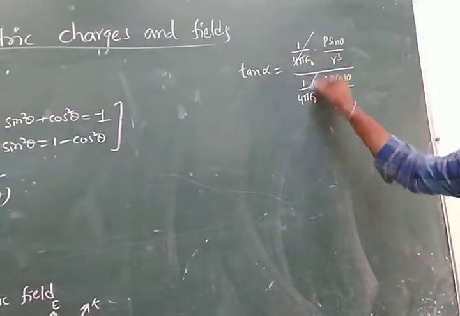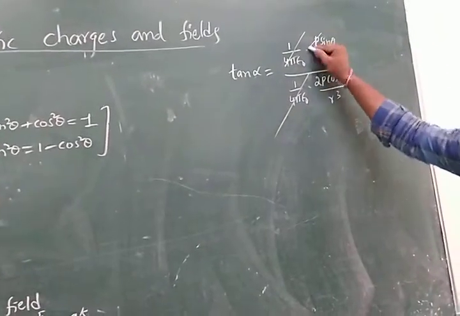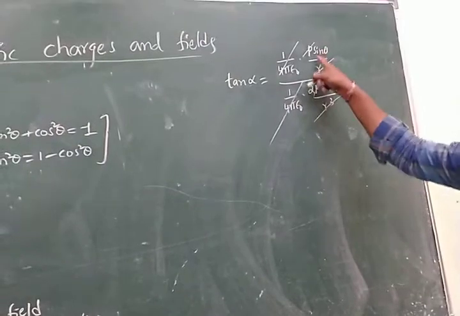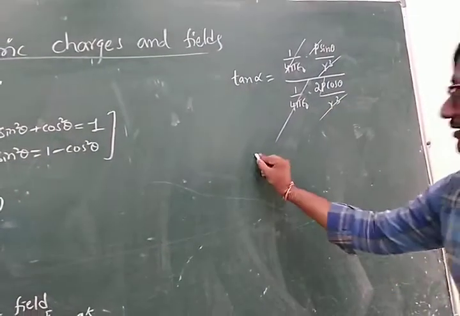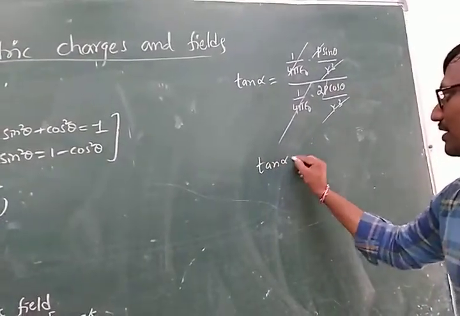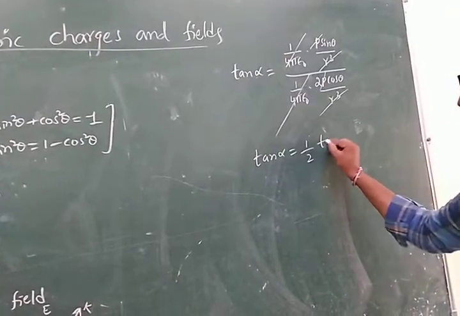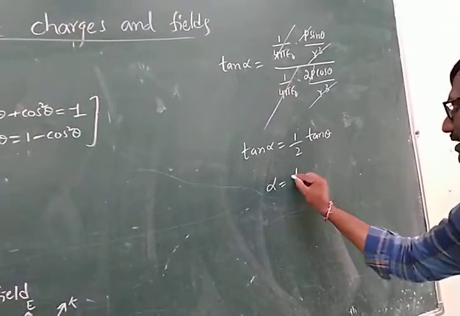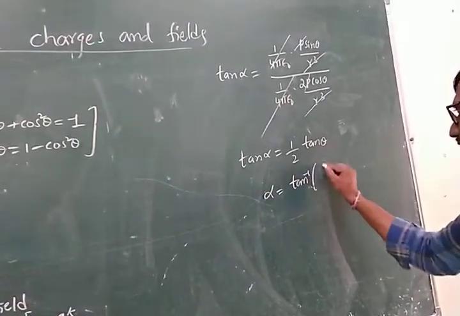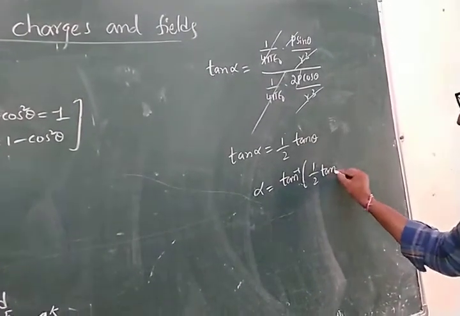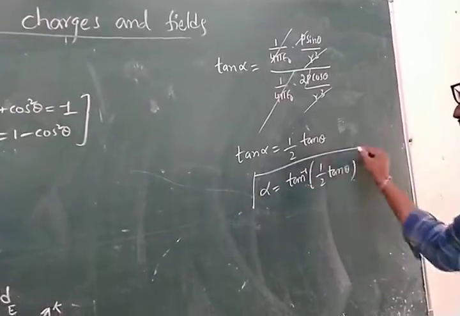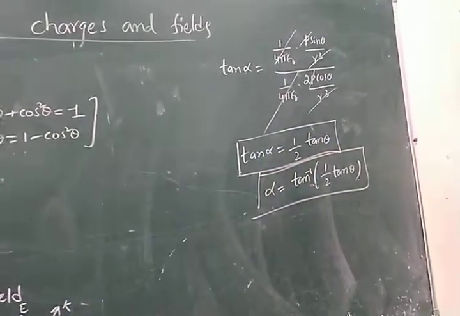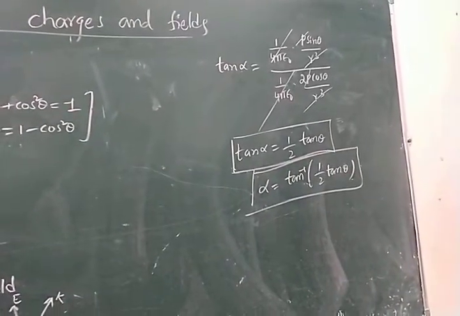See, 1 by 4 pi epsilon naught and p get cancelled, r cube cancels, and 2 is there. Sin by cos is nothing but tan. So tan alpha is equal to 1 by 2 into tan theta. Then alpha is equal to tan inverse of 1 by 2 into tan theta. This is the direction of the electric field. These are the two formulas for this one.